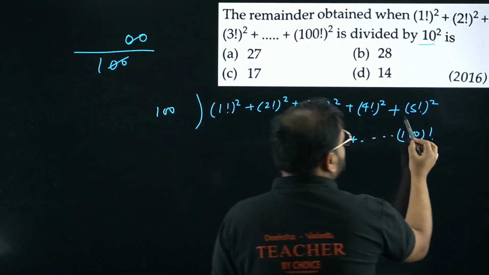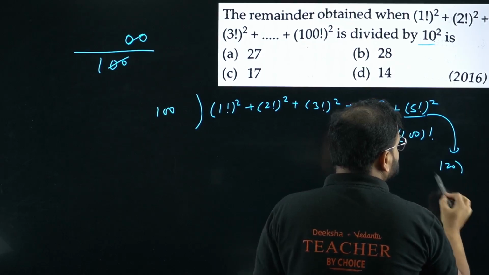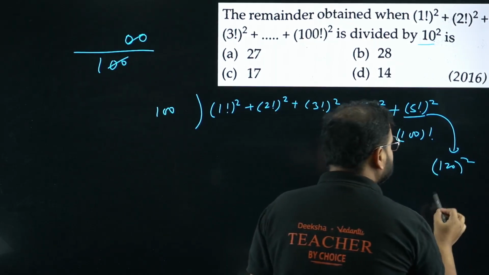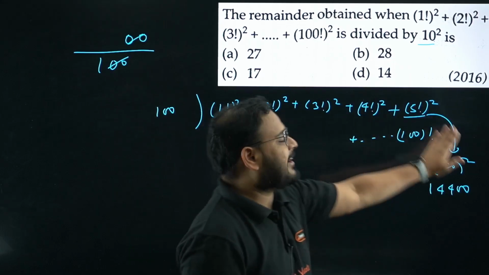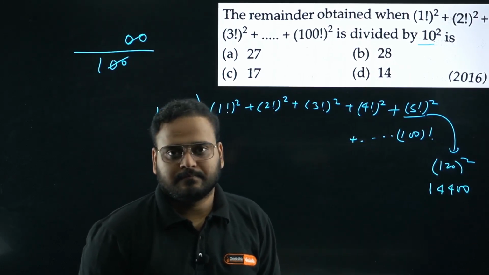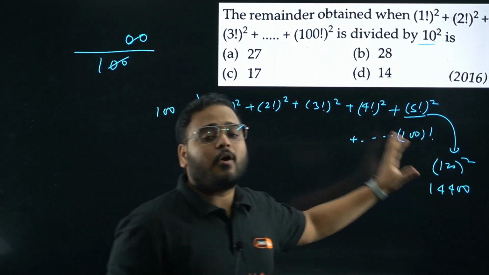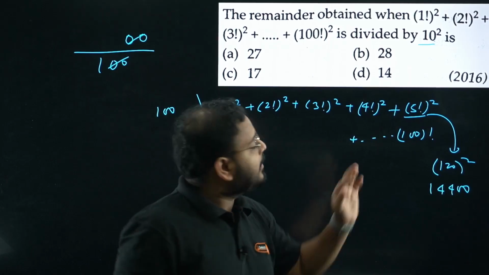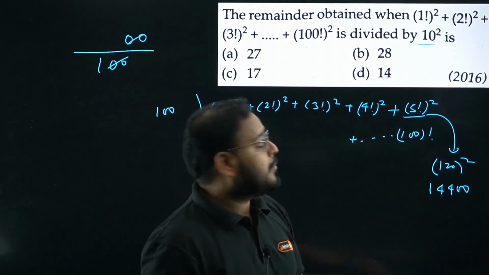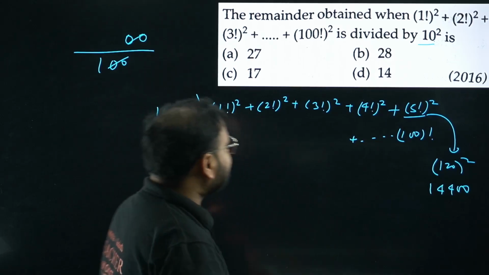5 factorial, how much is that? It is 120, and the square will be a number like 14400. So any number from 5 factorial onwards will have 00 in it, right? Think about it. It means from 5 factorial to 100 factorial, all the numbers will be divisible, because they will have the last 2 digits as 0 at least. They might have more than 2 digits as 0 also.